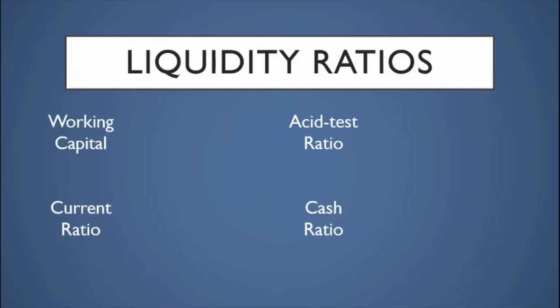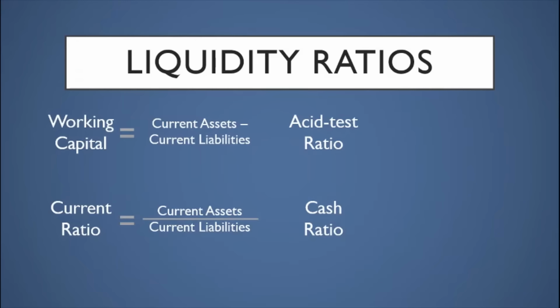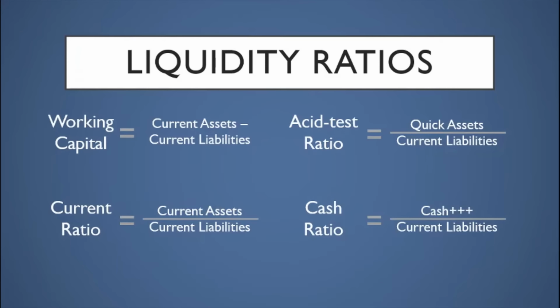Common liquidity ratios are as follows. We have working capital, which is the difference between current assets and current liabilities. Current ratio, which is current assets divided by current liabilities. Acid test ratio, which is basically quick assets over current liabilities. And cash ratio, which is cash in a broader sense, divided by current liabilities. Again, the intention of these ratios is for us to measure the ability of an entity to meet short-term obligations when they come due.